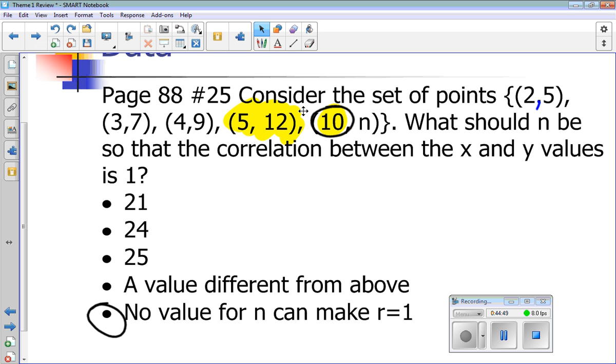A lot of you left the next question blank because it was an FRQ where you had to answer A, B, C, D, and E. So you should go back and look at that.